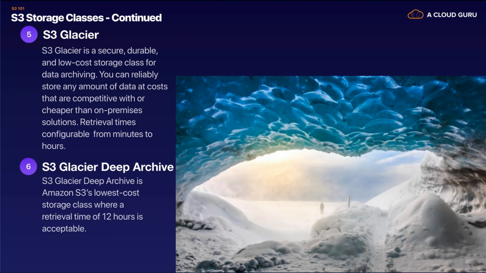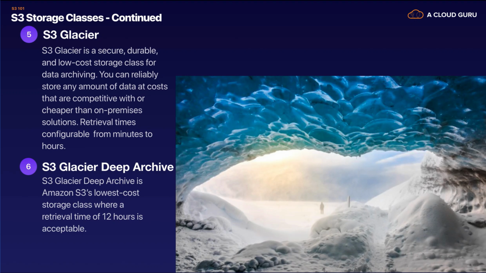And then finally, we have Glacier. So we've got 2 different types of Glacier. We've got S3 Glacier, which is just a secure, durable, and low-cost storage class for data archiving. So this is where you can store any amounts of data at costs that are very competitive with, or even cheaper than, on-premise solutions. And your retrieval time is configurable depending on what you want, and it ranges from minutes to hours.